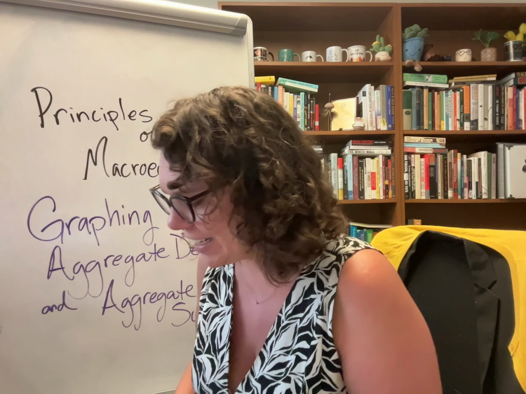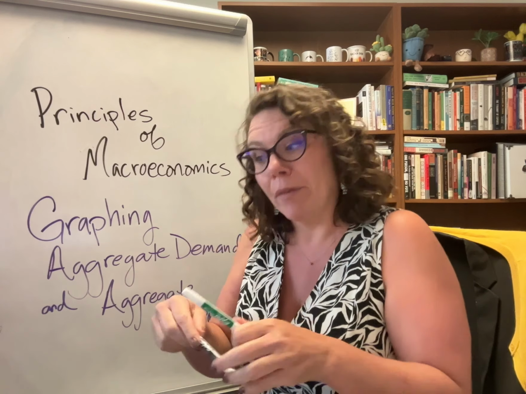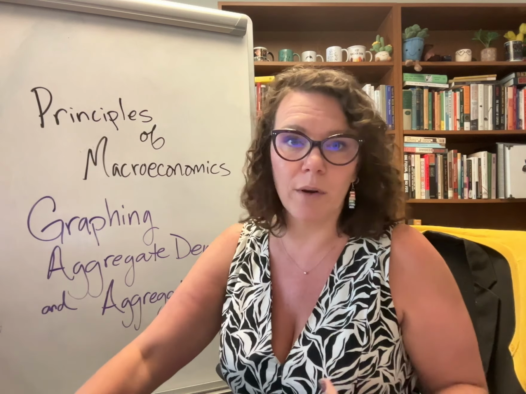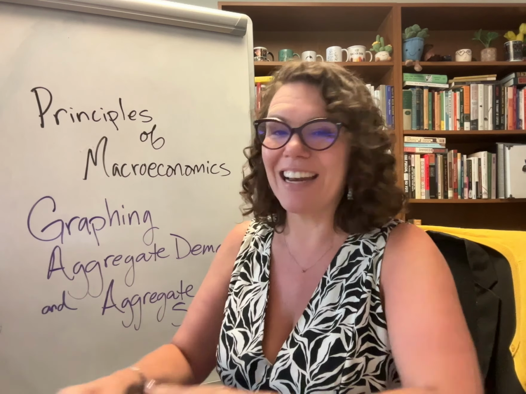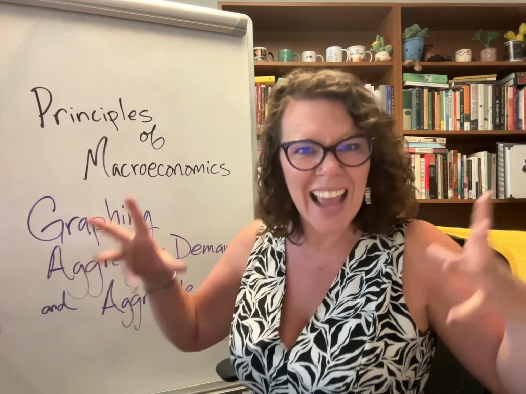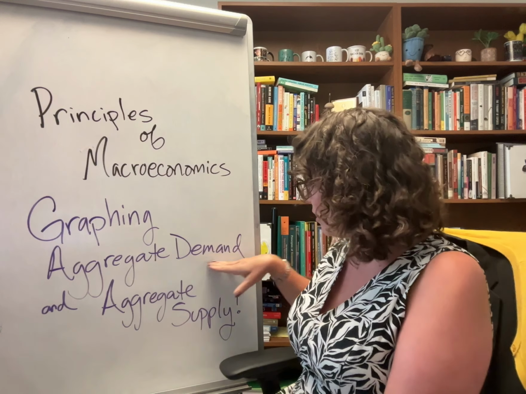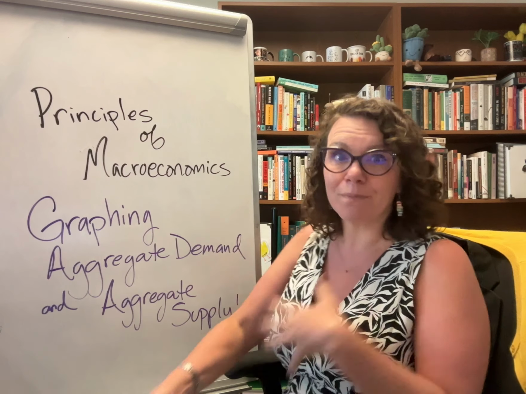I'm very excited. It's going to be in some ways similar to graphing supply and demand in a micro market, but it's also going to be completely different because we're looking at the aggregate demand and aggregate supply. Remembering that aggregate just means all the things added up together, right? So all of the demand in an economy and all of the supply in an economy.